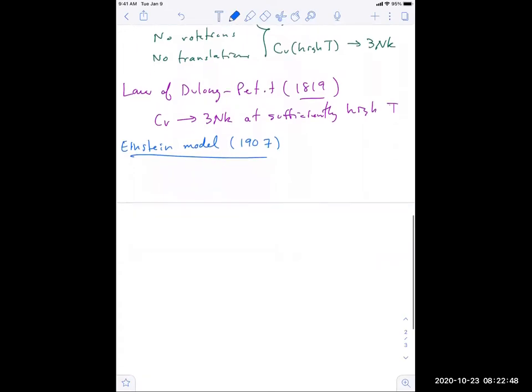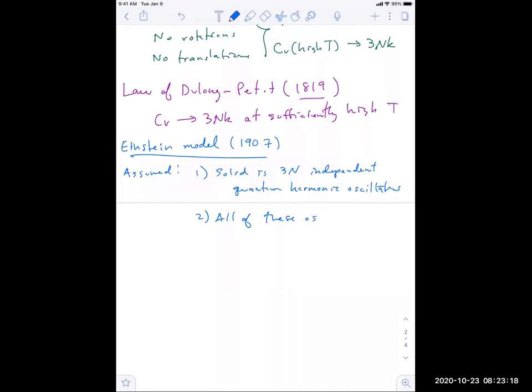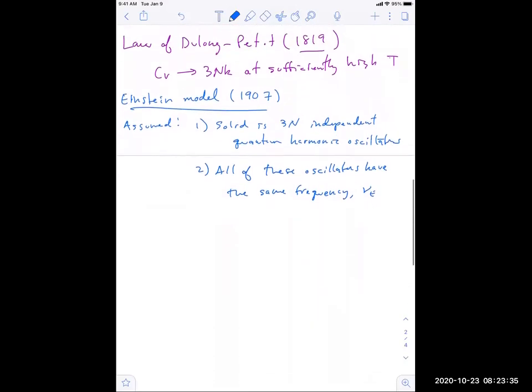So Einstein made a couple of assumptions. So he assumed, one, that a solid is comprised of 3N independent harmonic oscillators, quantum harmonic oscillators. And then the second major assumption is that all of these oscillators vibrate at the same frequency. We call that nu sub E, or the Einstein frequency. So then this means that for all 3N oscillators in the system, we have nu1 equals nu2 equals nu3N, all equal to Einstein's frequency.